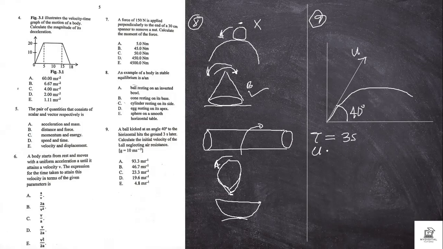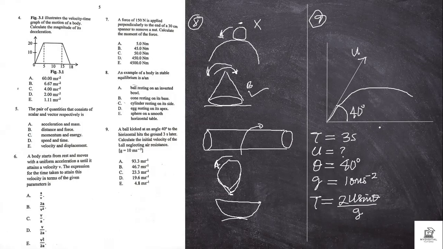And u is what we are looking for, the initial velocity. And theta is equal to 40 degrees. And we were told to take g as 10 meters per second squared. So the next thing is to recall the relationship between time of flight, initial velocity, theta, and acceleration due to gravity. Remember, we have time of flight, capital T, is equal to 2u sine theta all over g. Is that correct? Then the next thing is for us to substitute the values.